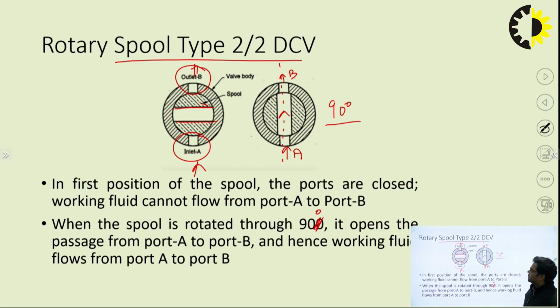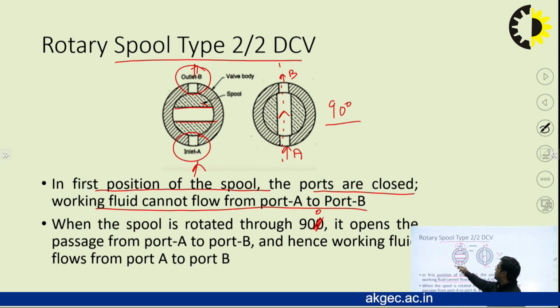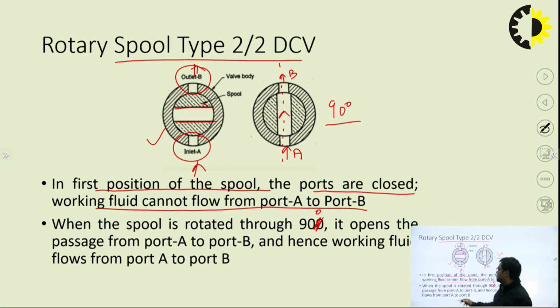This is possible in any rotary actuation, because the further connections or arrangement will be like that, so it can move in a rotary direction. So we find that in the first position of the spool, the ports are closed and working fluid cannot flow from port A to port B in this configuration. But after the spool is rotated through 90 degrees, in either clockwise or anti-clockwise direction, it opens the passage.